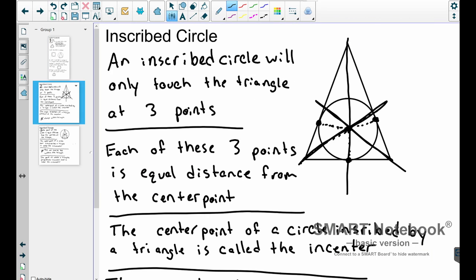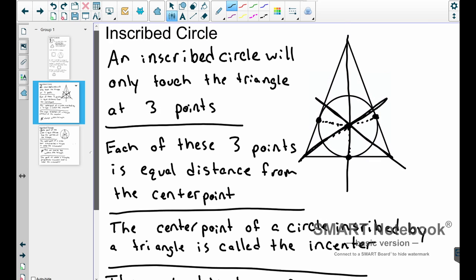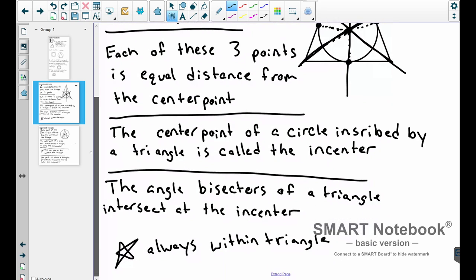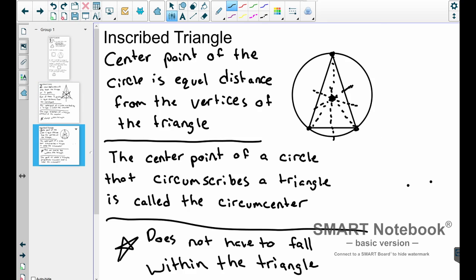Then we talked about a circle inscribed in a triangle. We said an inscribed circle will only touch the triangle at 3 points. Each of those points is equal distance from the center point. The center point of the circle inscribed by a triangle is called the incenter, and you can find that incenter by taking the angle bisectors of the triangle. We also said that the incenter will always fall within the triangle.